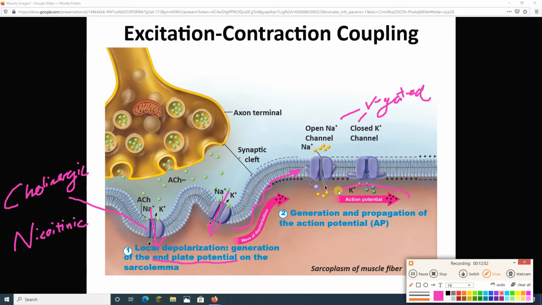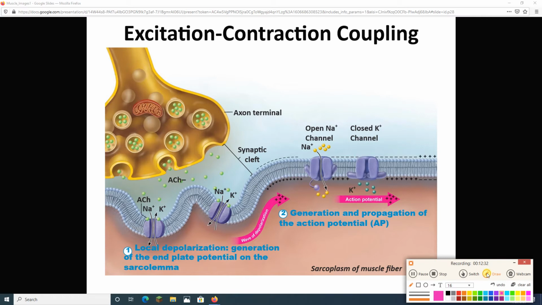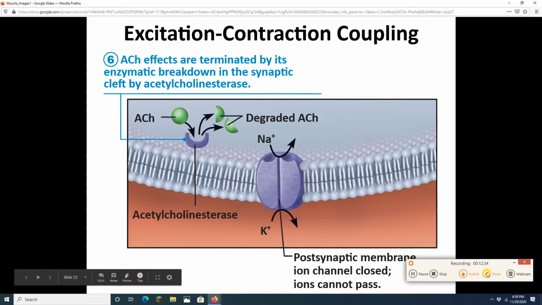And this action potential is then going to speed along the entire sarcolemma. So, the neuron has an action potential. The neuron releases acetylcholine. Acetylcholine binds to the muscle cell, causes a graded potential, which then results in the muscle cell itself having an action potential. And that action potential travels along the sarcolemma. Okay. Well, what does the action potential do? Where does it go? What happens?